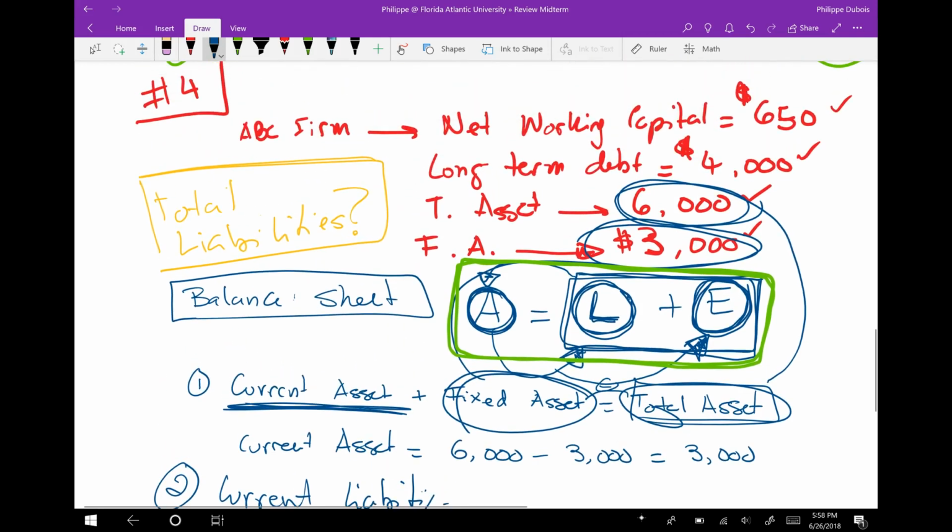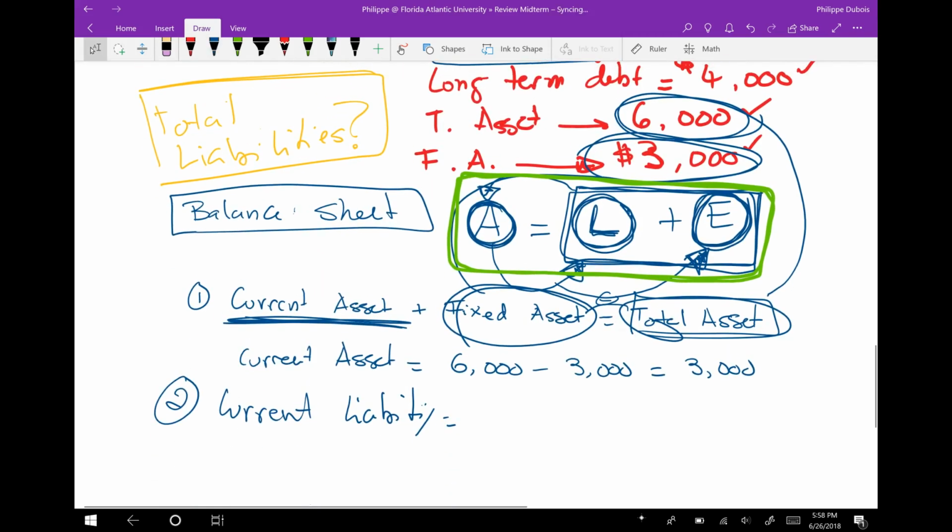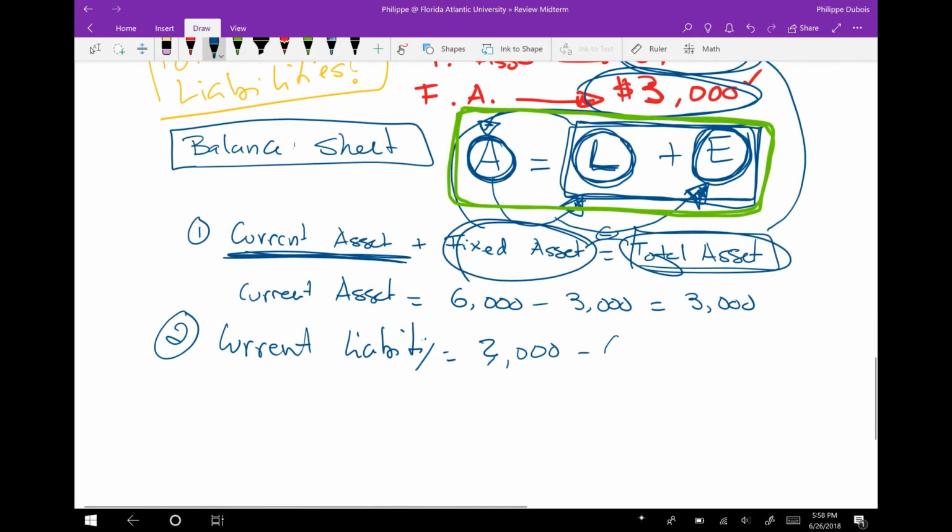Now you know also that, based on the information given, you have your net working capital, which is a key piece of information. And how do you find your net working capital? It is current asset minus current liability. So in order to find your current liability, just take your current asset, your 3,000, minus your net working capital, 650. 2,000 minus 650, that's 1,350.